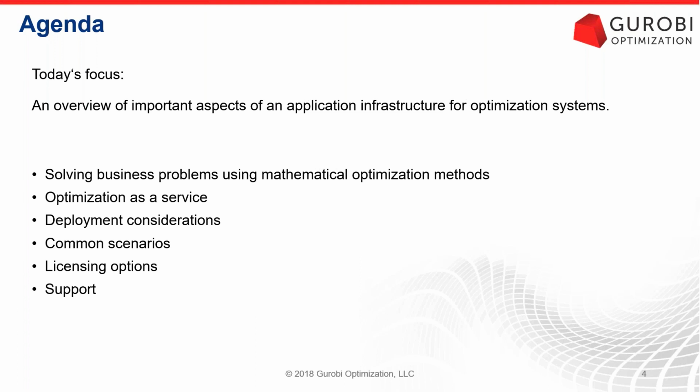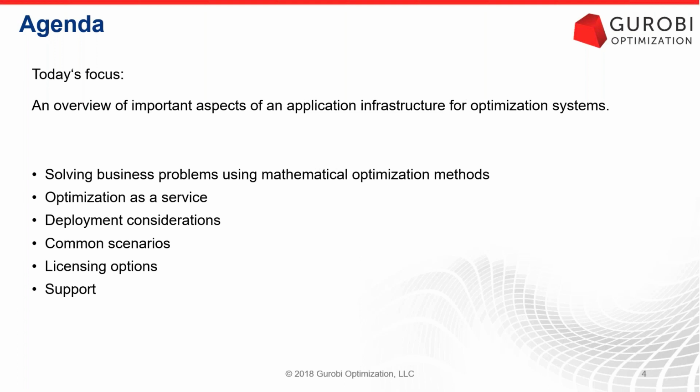It's a little bit like a list of things that are helpful to keep in mind when you develop optimization systems, and of course a little bit about how these architectures could look and how this interacts with Gurobi technically and also from a licensing perspective. So we will take a very quick look at what it takes to solve business problems with mathematical optimization methods, and then we will take a perspective on optimization as a service.